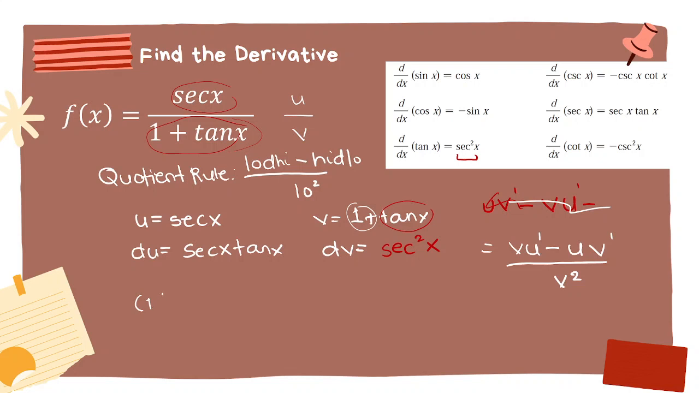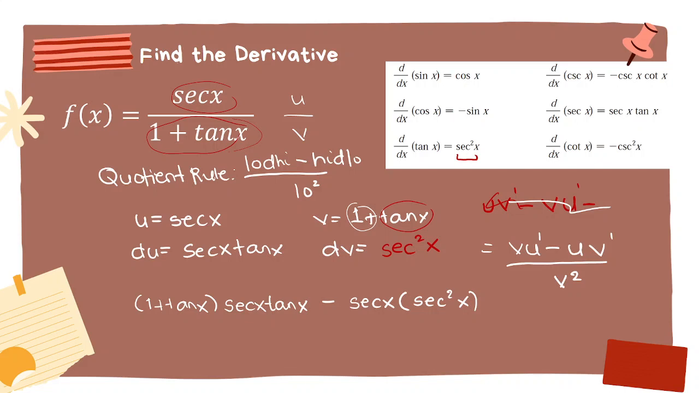1 plus tan x, multiply saan? Saan ko kaya multiply? So, doon po sa secant x tangent x. Alam mo naman pala, sec x, minus u, which is sec x, times v prime, or dv, which is sec squared x.